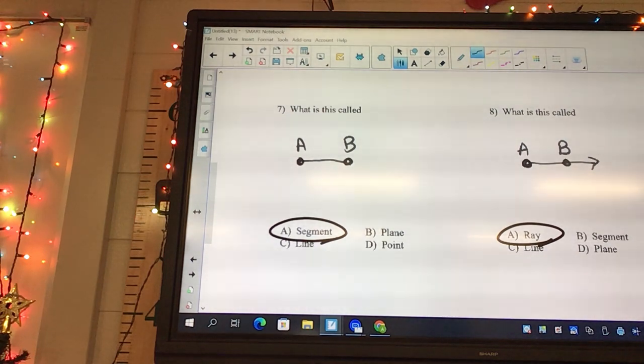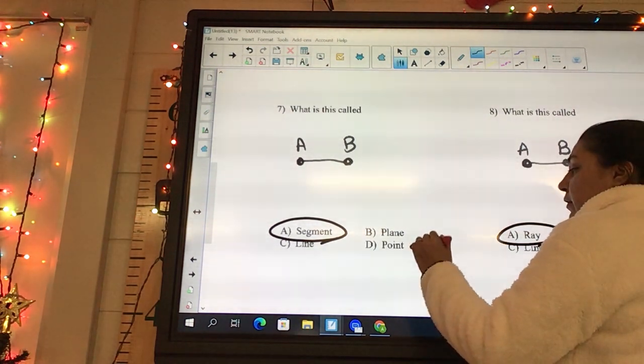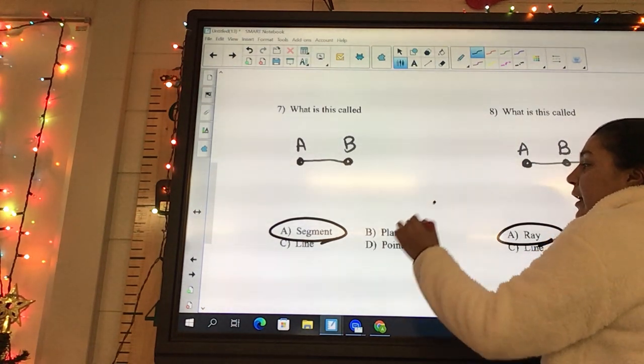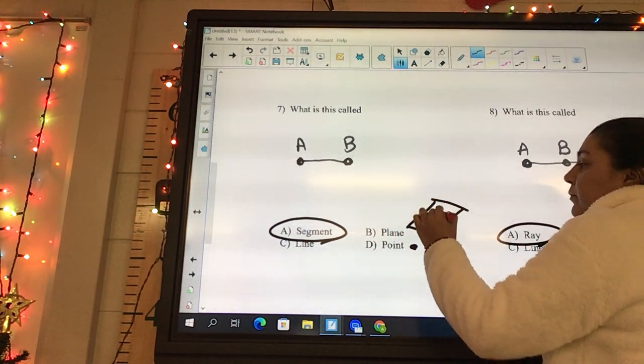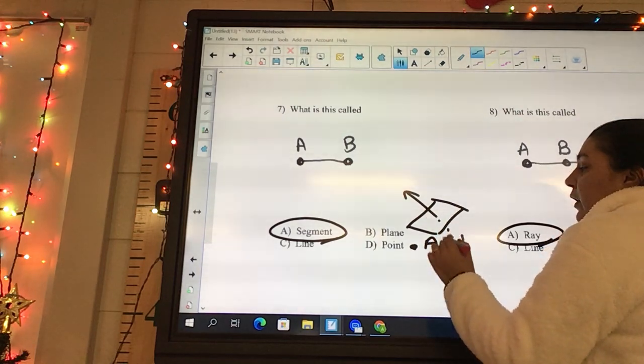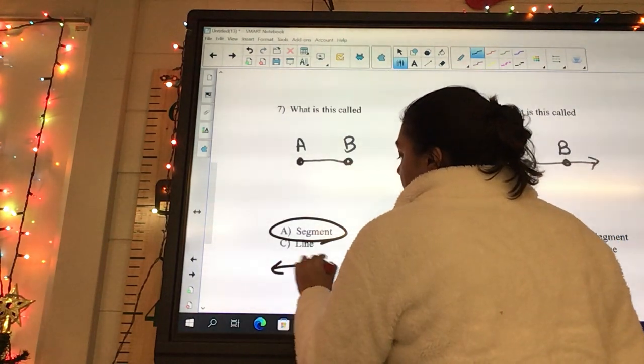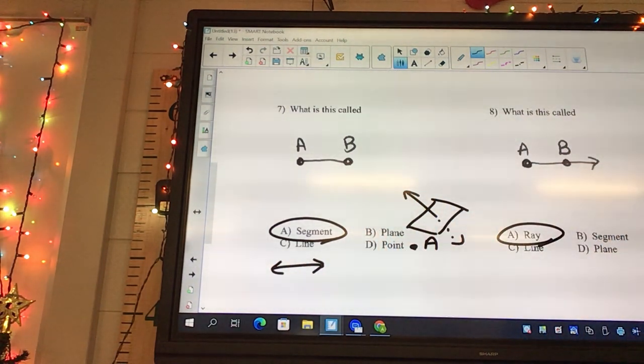So a segment, what about a point? Okay, a point looks like this, okay? A plane looks like something like this. Okay, and then a line is going to look like that, okay? So make sure that you know the difference between them and can spot that.